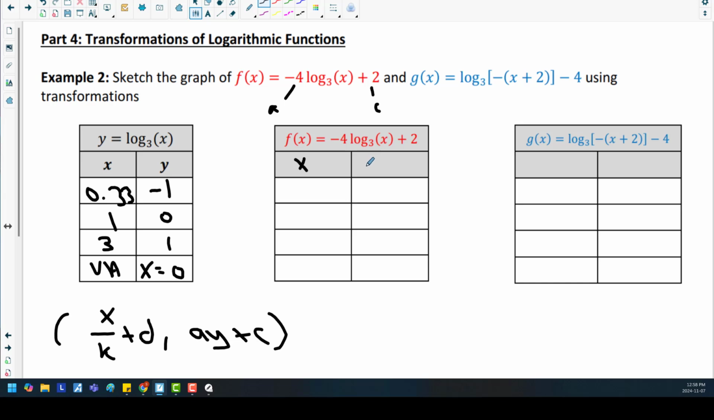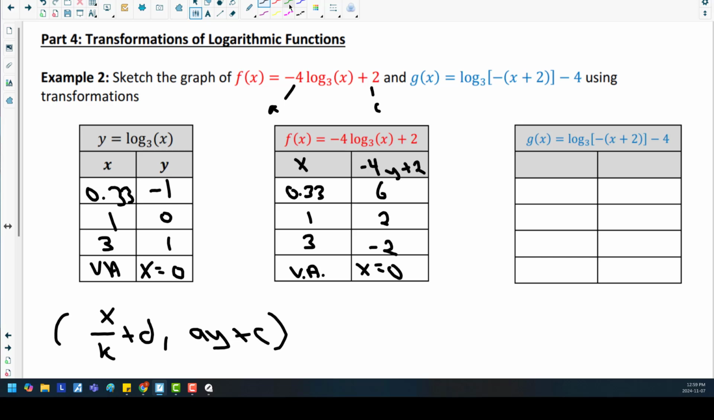And ay plus c, so that's -4y plus 2. So my x values don't change since there are no transformations that are affecting the horizontal axis there. And y values. So -1, substitute that in. -1 times -4, that's 4. 4 plus 2 is 6. 0, so that's going to be 2. And then 1, that's going to be -2.